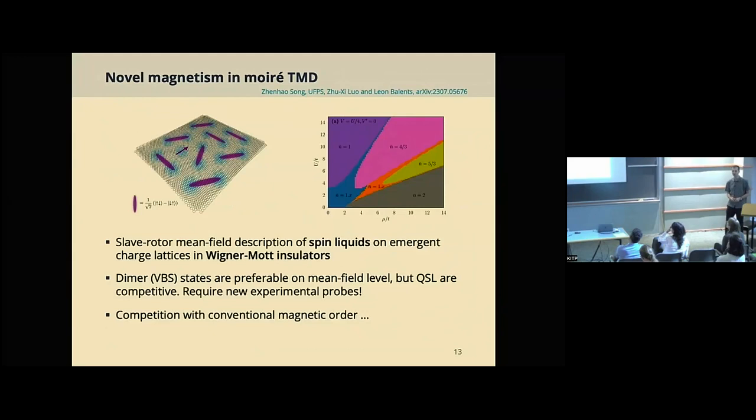Let me emphasize that in these samples you have a small number of spins. These are thin samples and you have these large lattice constants. Neutron scattering, which we have talked about a lot in this program, is not an applicable probe to resolve dynamic correlations in your system. So instead, we need new experimental probes to resolve something other than ferromagnetism in these systems. Let me also mention that in our study so far, we have excluded conventional magnetic order. Here, we would need some quantitatively accurate method to really compare the competitiveness of various states.